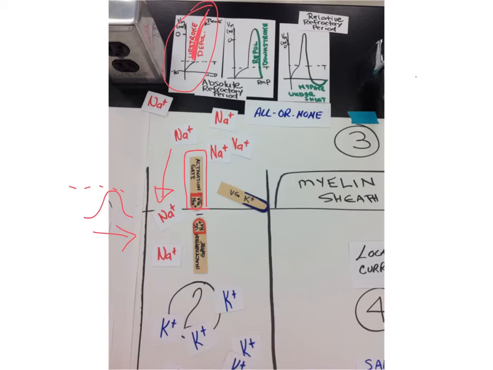Note that these voltage-gated potassium channels also start to open up. But as I've tried to indicate here, they're opening up very, very slowly. So not a lot of potassium is going to actually be leaving the cell. The amount of sodium coming in far outweighs the amount of potassium that may be leaving at this point.